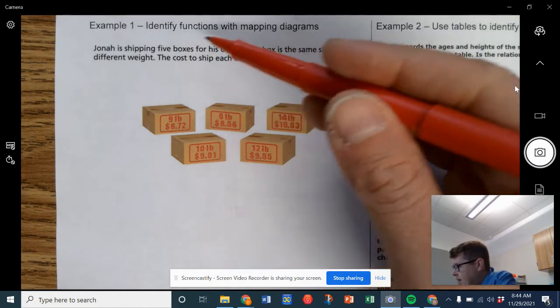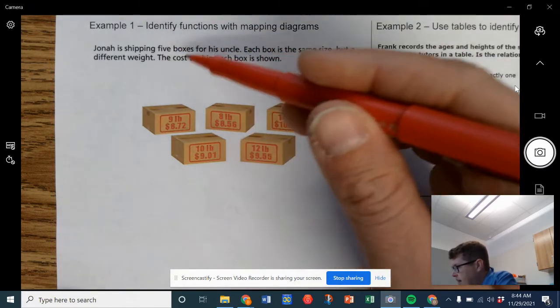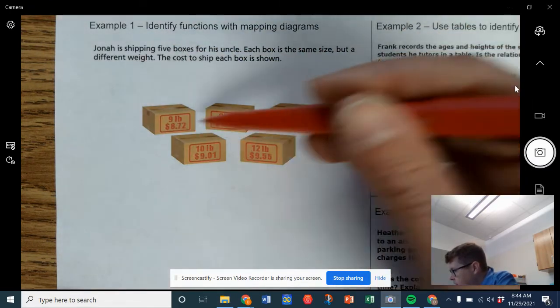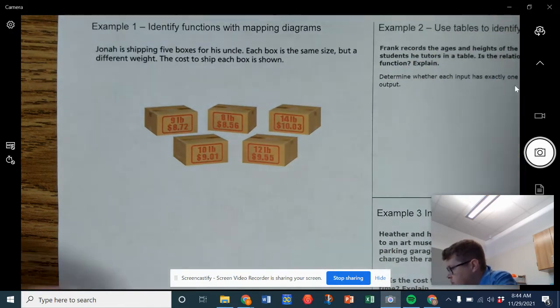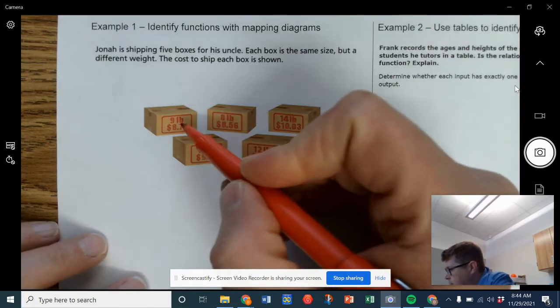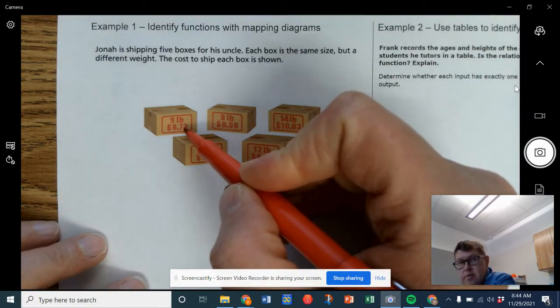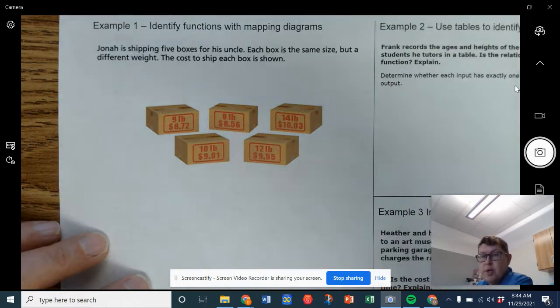So Jonah's shipping 5 boxes for his uncle. Each box is the same size but a different weight. The cost to ship each is shown. So we have all these different weights of boxes and then different prices right here. So we have your input as the weight and the output as the price. And that's the idea. You can also think of those as your X and your Y.